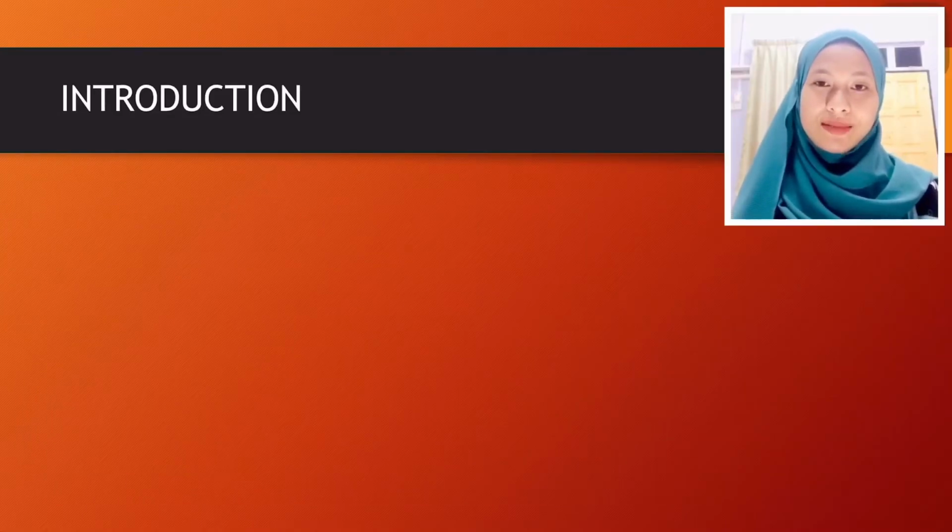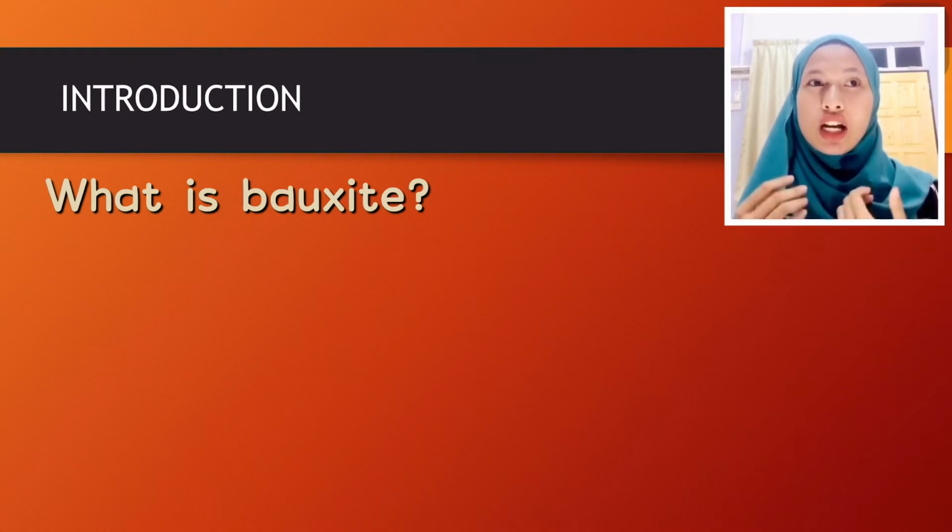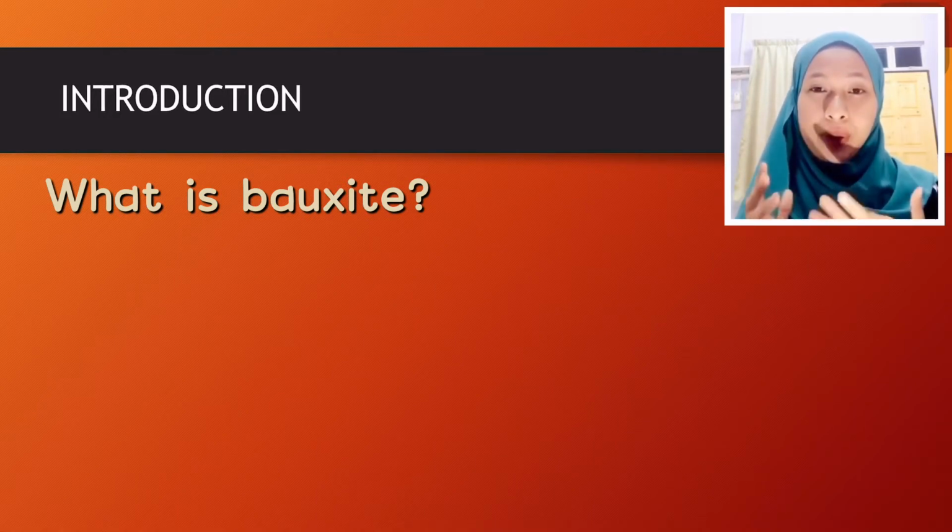Hello and good day. My name is Haja Husna. Now let us start with the introduction. First of all, what is bauxite? For your information, bauxite is not a mineral. It is a rock composed mainly of aluminium-bearing minerals. It forms when laterite soil is severely rich in silica and other soluble materials in a subtropical or wet tropical climate. It is a primary ore of aluminium.